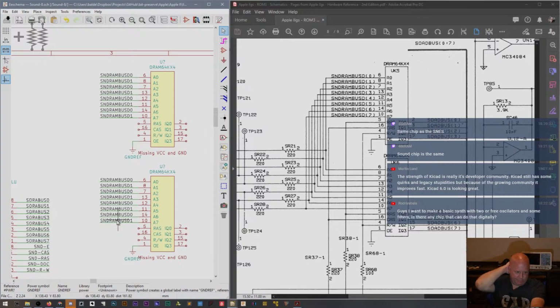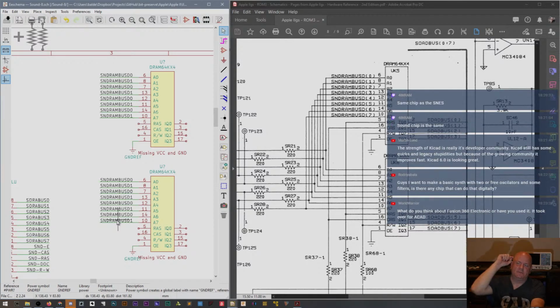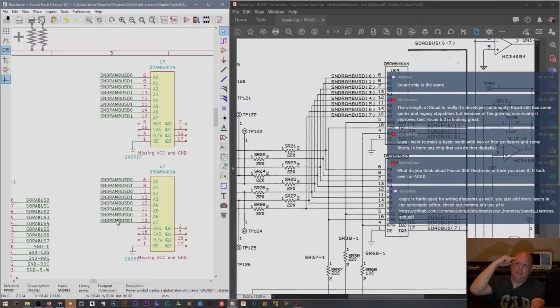So the sound chips are the same? Are they? Okay. I think that's what I messed up before. I think I said before that this was the sound chip that was a precursor to the PlayStation, but it was the precursor to the SNES.